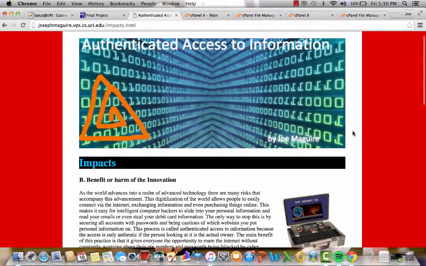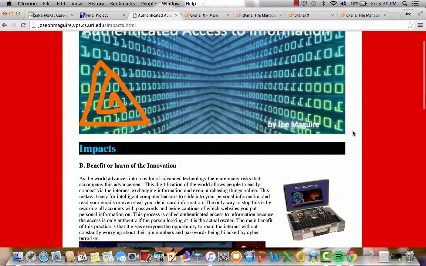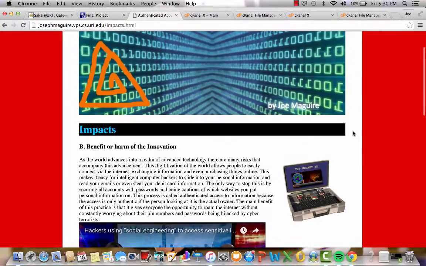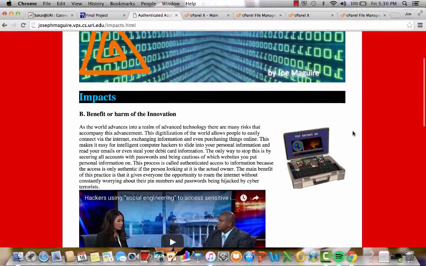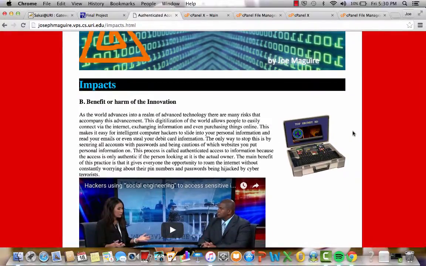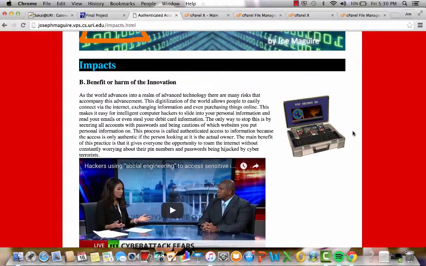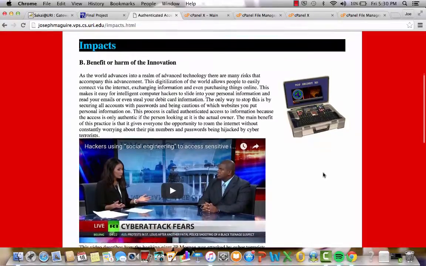The next page of my project is the impacts page, where I will address the next three questions. Question B, benefit or harm of the innovation. The main benefit of authenticated access to information is it allows people to safely browse the internet, exchanging information and money without worrying about hackers or cyber terrorists coming in and stealing all of their hard-earned cash and information.